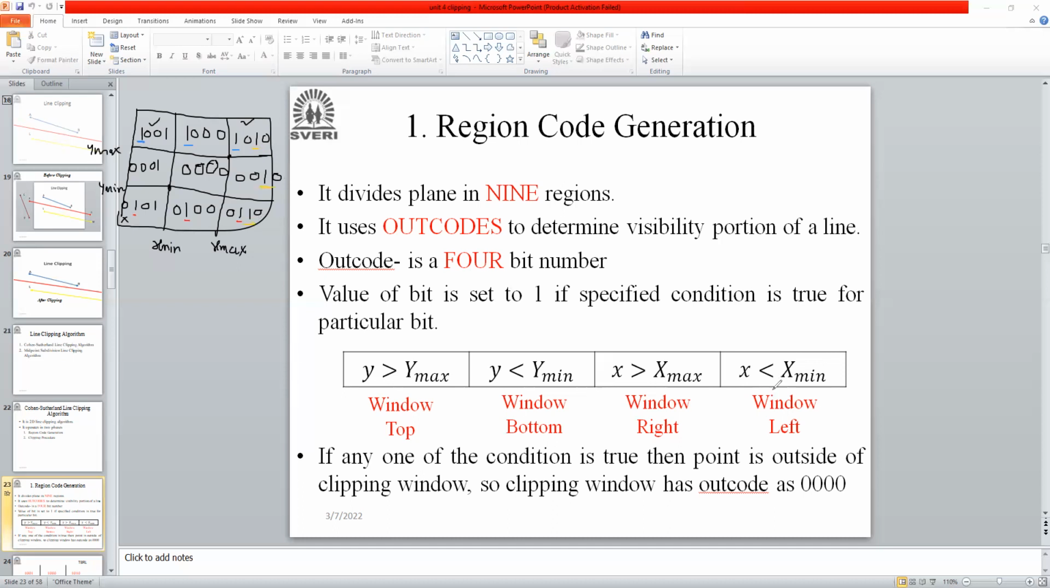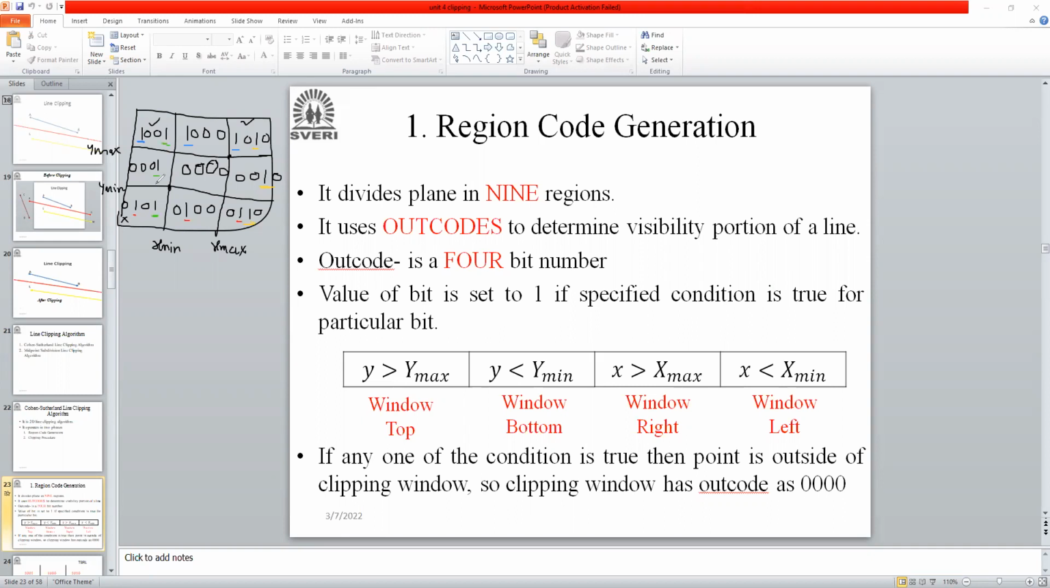And if x is less than x minimum, then the fourth bit is set, that is the LSB. So the fourth bit is set for this region where the x value is less than x min, so the left hand side part. So for those regions I am having the LSB set.